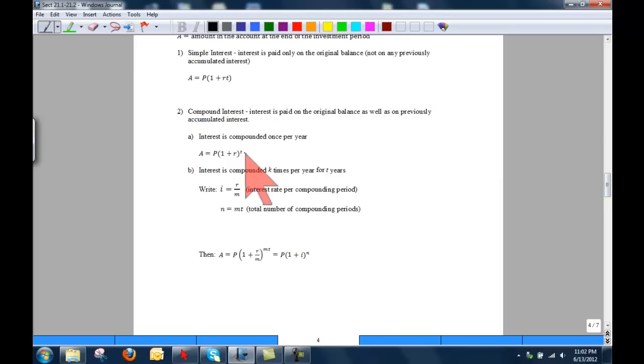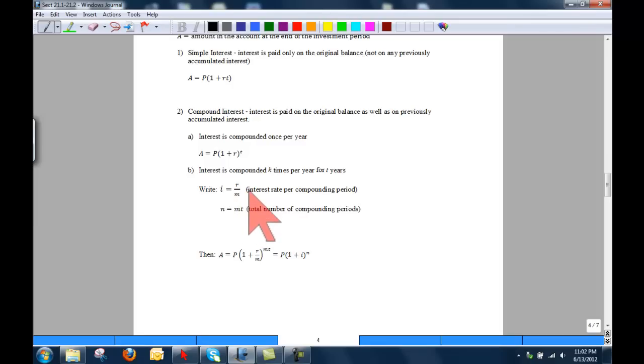Now let's push this formula a little bit farther. Sometimes interest is not compounded once per year, but more often. In fact, most banks compound interest monthly, 12 times per year. Or maybe you could find a situation where interest is compounded daily, 365 times per year. Let's use the book's notation. We'll write the letter I for R divided by M. This is the annual interest rate divided by how many times per year the interest is compounded.